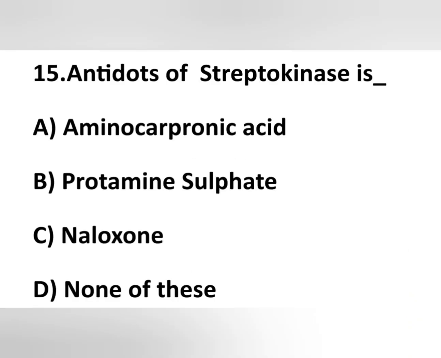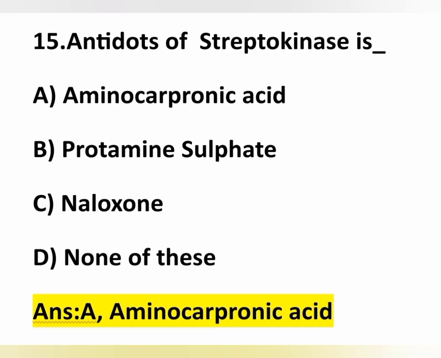Question number 15. Antidote of streptokinase is: option A, aminocaproic acid, option B, protamine sulfate, option C, naloxone, option D, none of these. Here the correct answer is aminocaproic acid, the antidote of streptokinase. Option A is the correct answer.